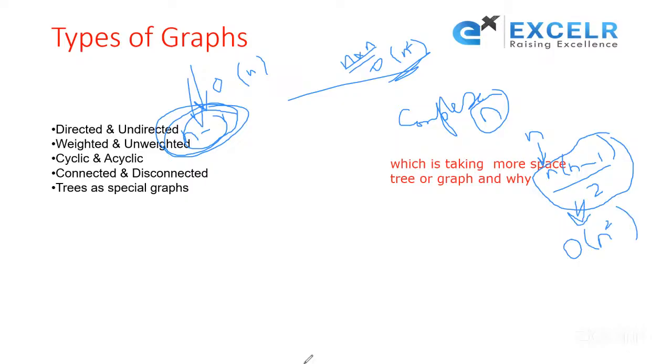Here it is only n in case of trees because you have only n minus 1 edges at max. Here at max you have n into n minus 1 divided by 2 when it is a complete graph. For example, if you have a graph with 4 vertices, what is the maximum number of edges it can have? It can have 6 edges: 4 into 4 minus 1 divided by 2. So this is the graph it can have.